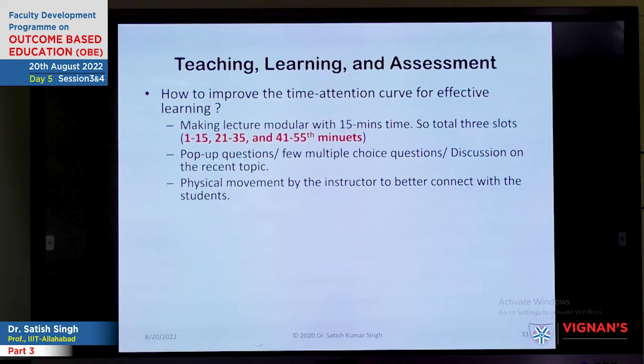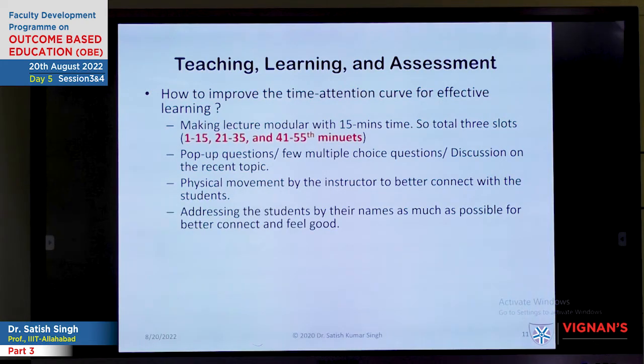Physical movement by the instructor to better connect with the students. So, in our IIIT, there are typical lecture rooms, honestly, in all institutions. So, we are having these kind of devices, so we used to walk around. Because we can change the slide from the last bench itself. So whatever we want, we can do from the last benches. So we used to move and then interact a little bit. What you are doing, whether you get it or not. These kind of exercises.